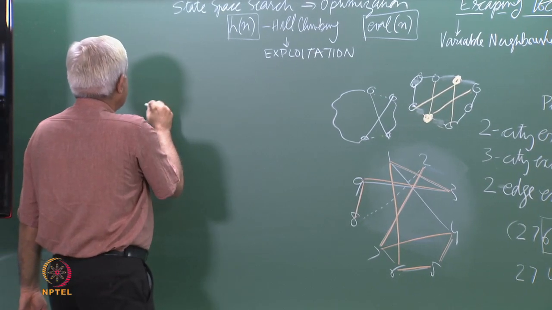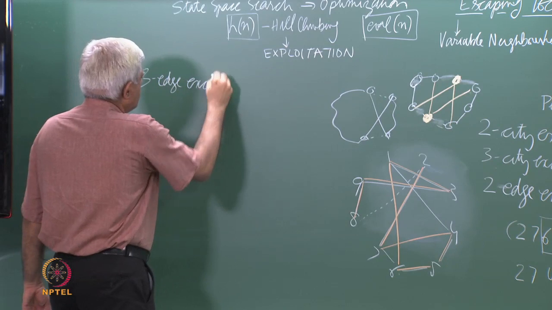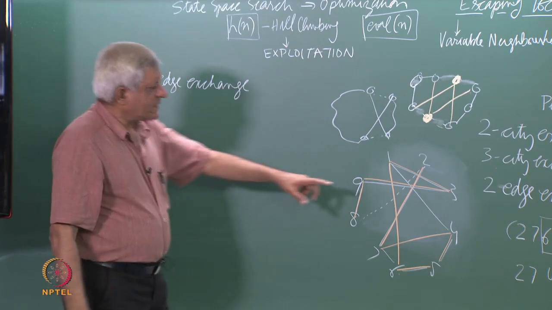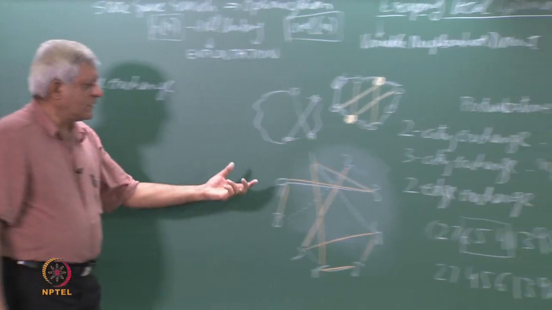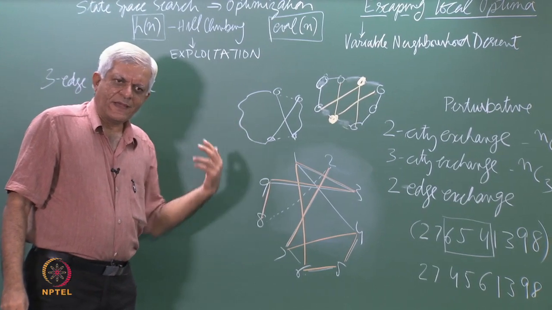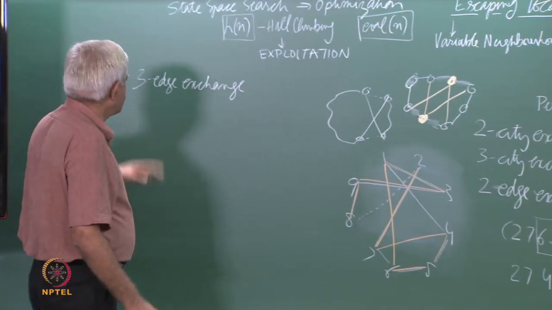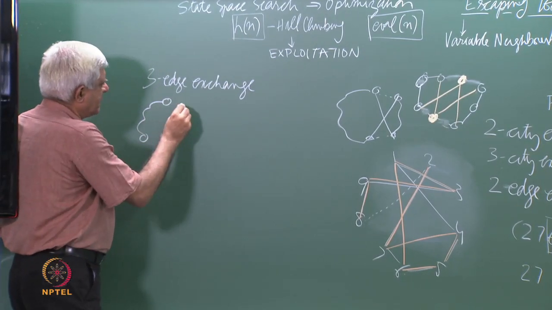So, 3 edge exchange. So, you must compute how many neighbors there are and so on. So, you can pick 2 edges in n minus 1 C2 ways, and then you will get n minus 1 C2 successors.